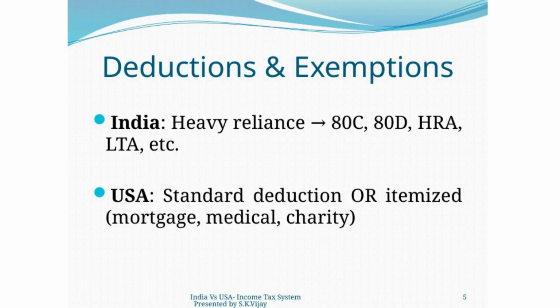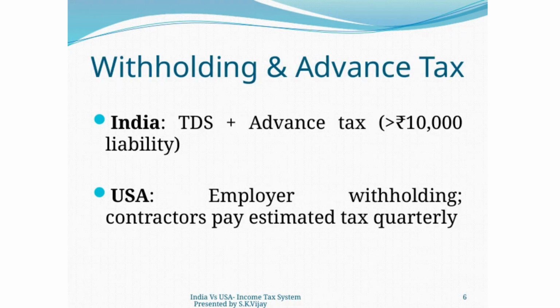Overall, you can see that India's system emphasizes specific deductions that promote savings and social welfare, while the USA's system offers a choice between standard and itemized deductions, allowing taxpayers to tailor their approach based on their expenses. Both systems aim to reduce tax liability, but do so through different mechanisms aligned with their respective fiscal policies and social priorities.